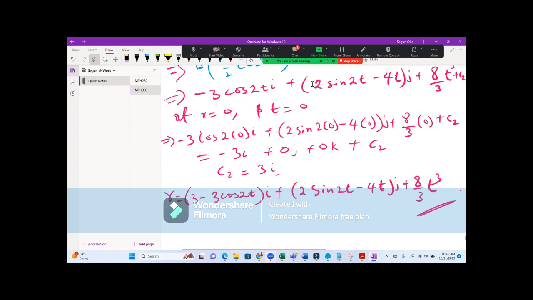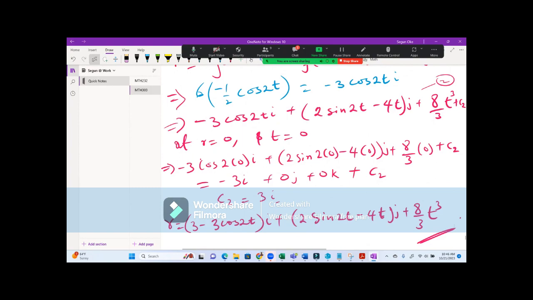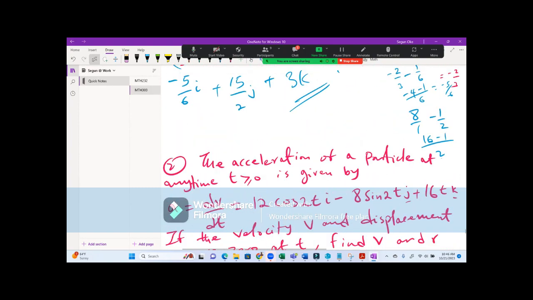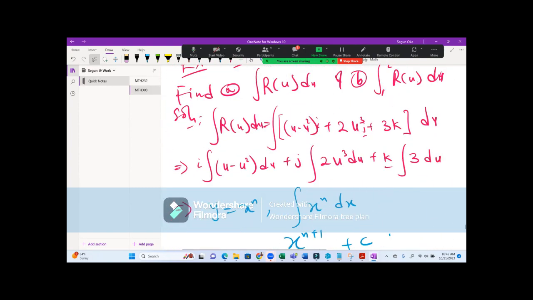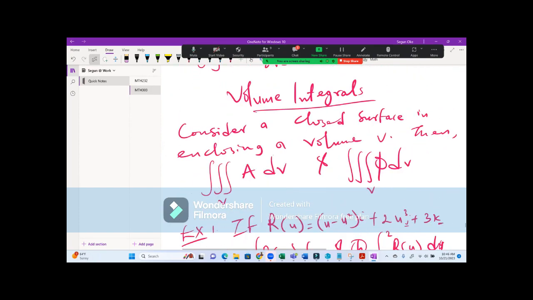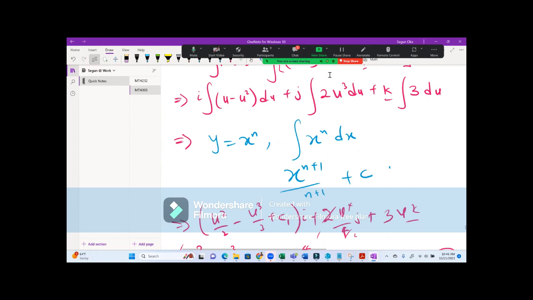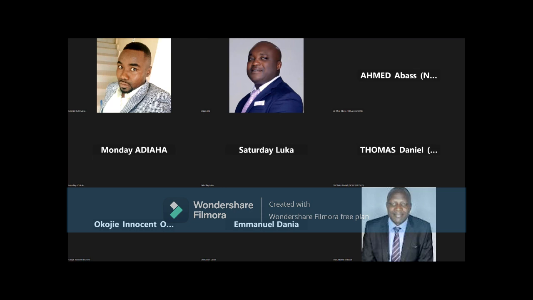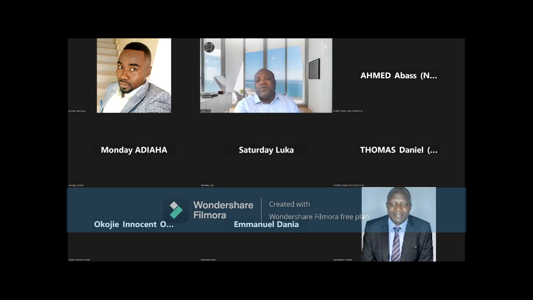Any question? Today we are able to cover the vector integral, and we are able to solve our problem. We talk about surface integral, volume integral. We'll do more examples on this as time goes on, and I want you guys to try as much as possible to lay your hands on some of those problems, as many as you can, and solve them.